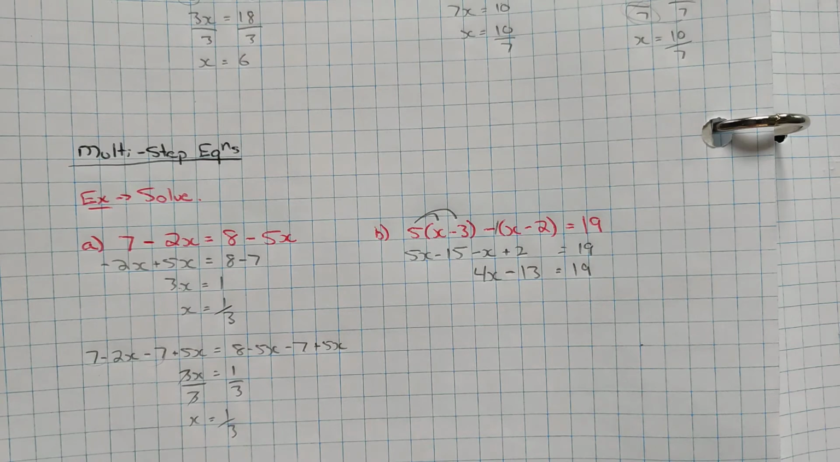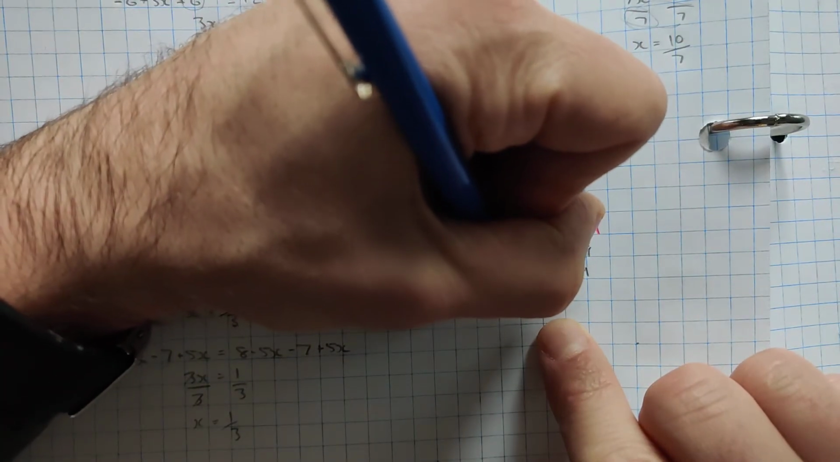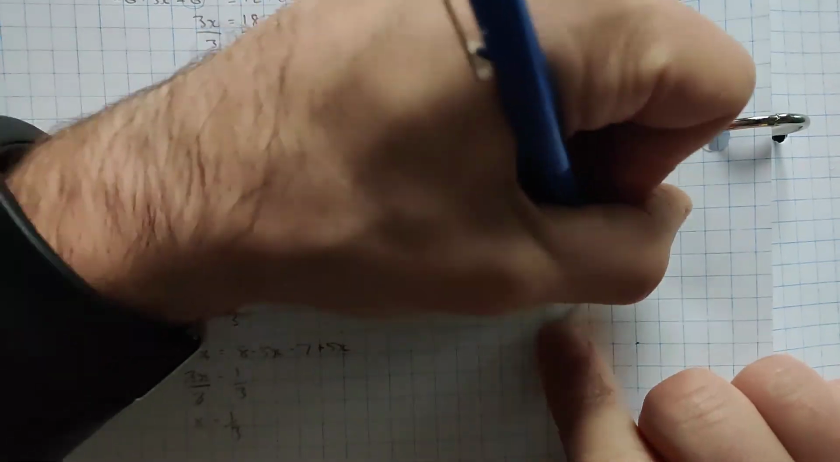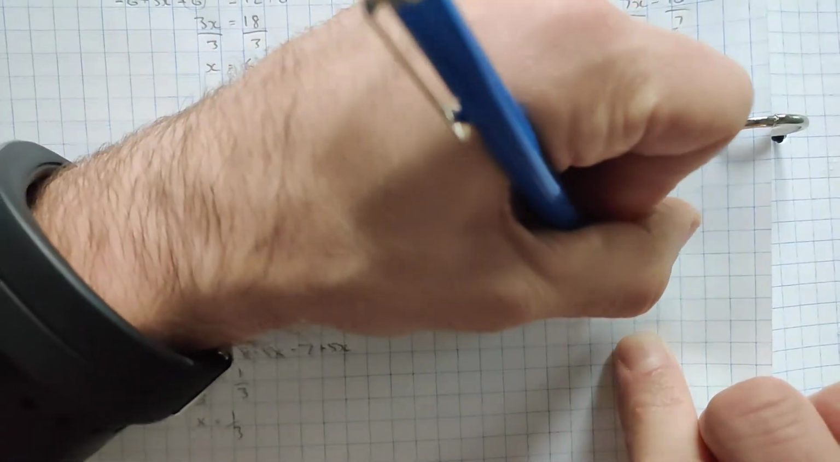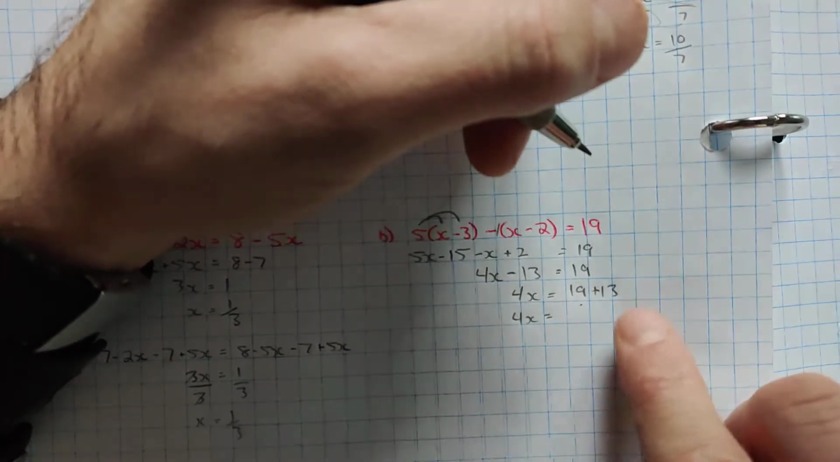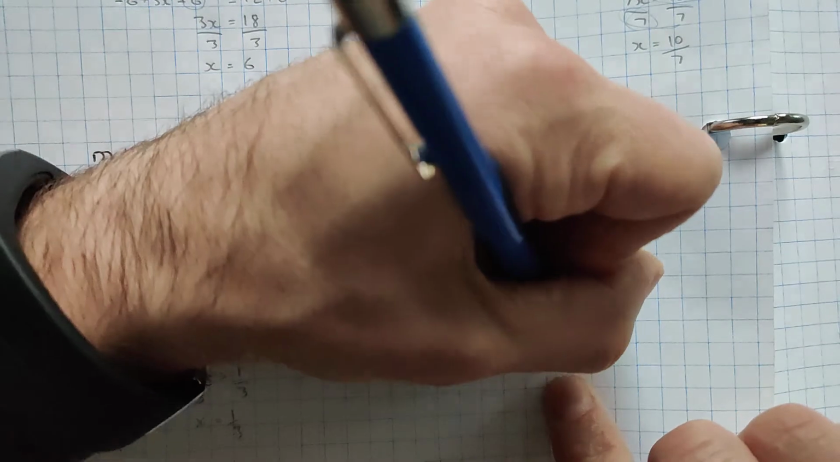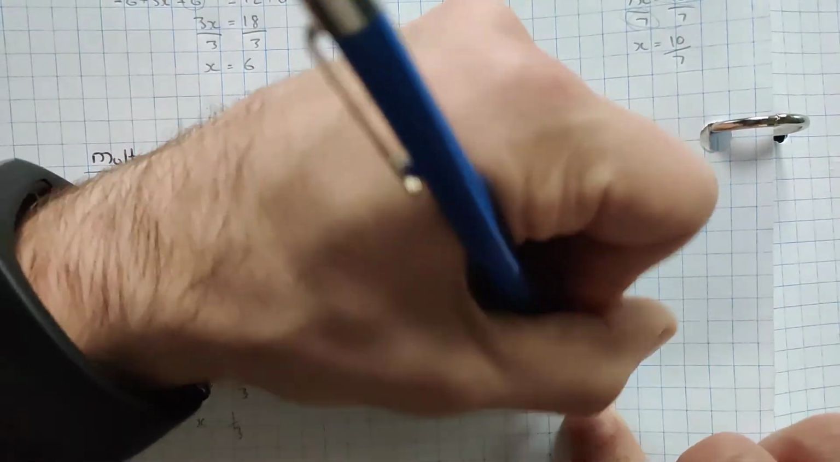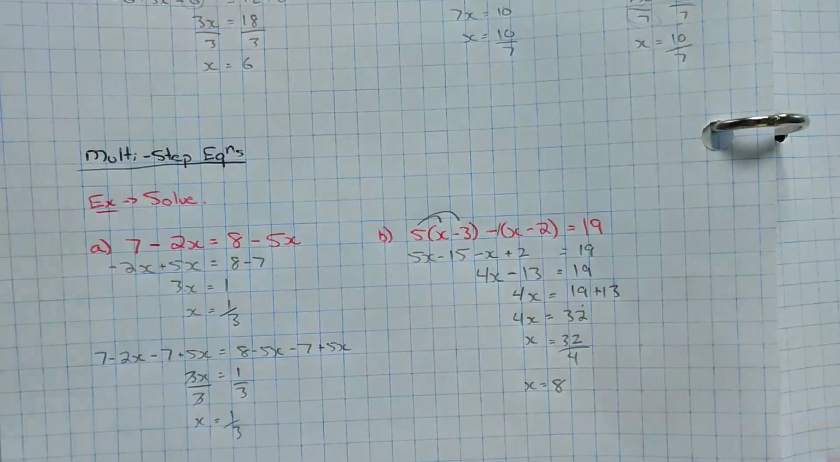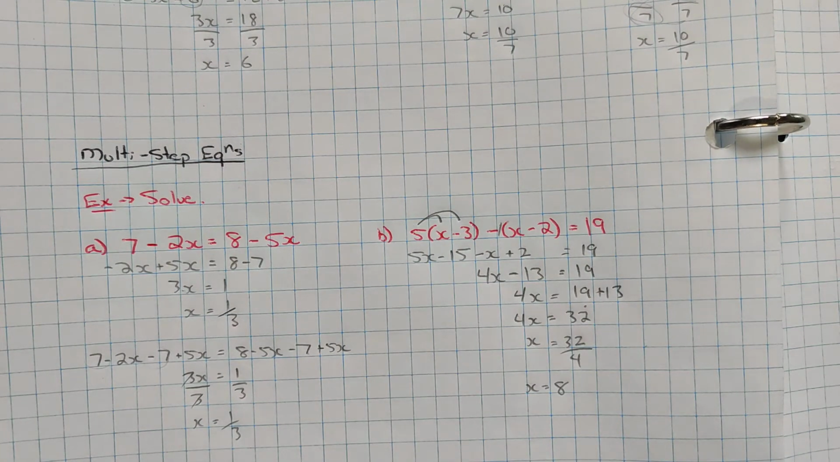Now I have just a two-step equation left. So I'm going to get rid of the 13. 4x equals 19 plus 13. 4x equals 32. And then divide both sides by 4. I'm going to get myself an answer of 8. And we've done multi-step equations.